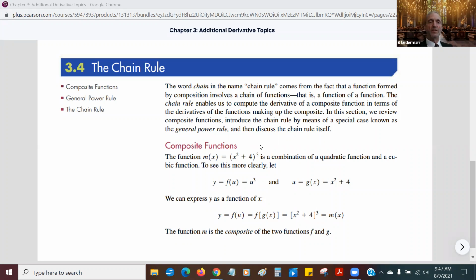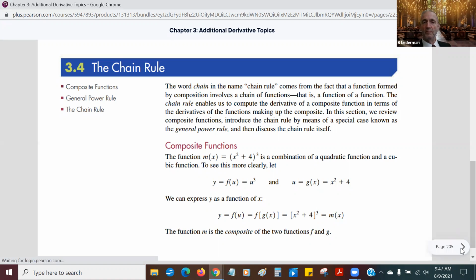So I could really split this up. If f of u is u to the third power, and g of x is x squared plus 4, then what I'm really doing is taking f of g of x, because the g, I'm calling the inner function, computes x squared plus 4. Then the f takes that answer, whatever it is, and raises that to the third power. And that's my new function m.